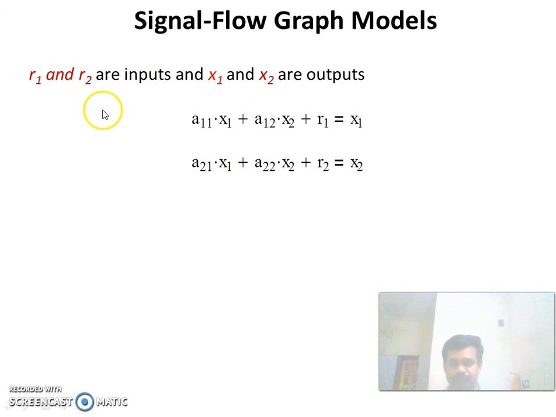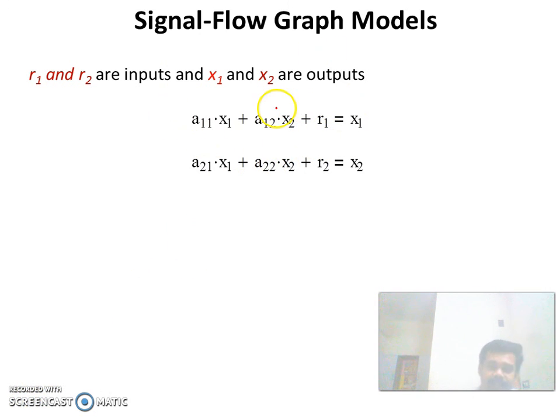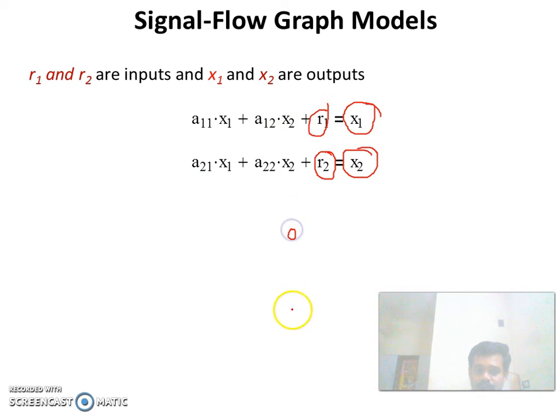Next one, you are having two inputs. This is another equation. Here you are having two outputs x1 and x2 and we are having two inputs R1 and R2. So first you are taking two outputs x1 and x2. This is x1 and this is x2.